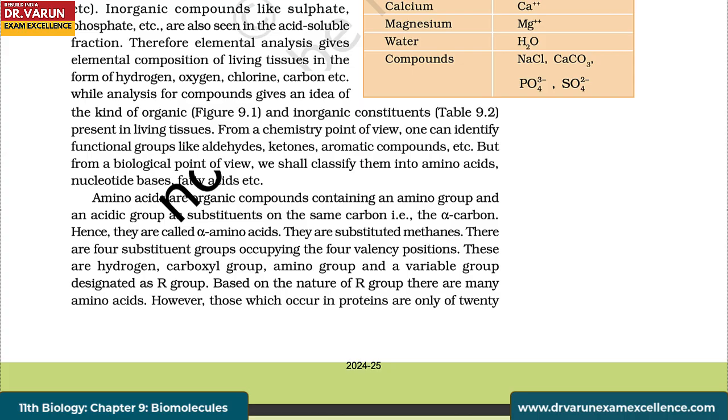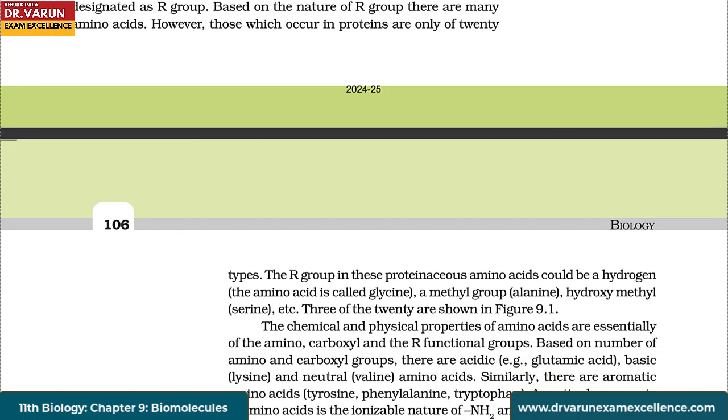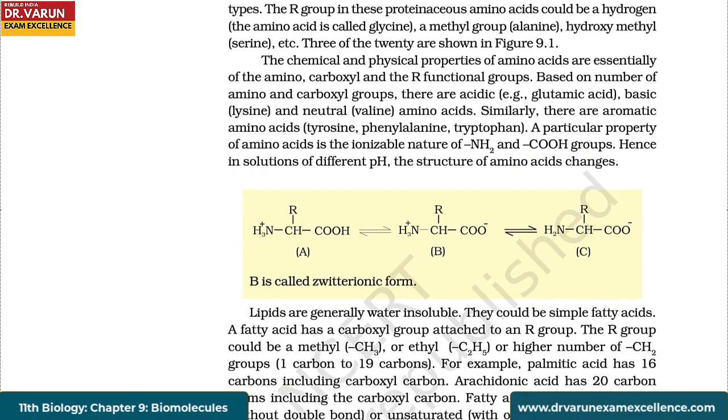Based on the nature of R group, there are many amino acids. However, those which occur in proteins are only of 20 types. The R group in these proteinaceous amino acids could be a hydrogen. The amino acid is called glycine; a methyl group, alanine; hydroxymethyl, serine, etc. Three of the 20 are shown in figure 9.1.